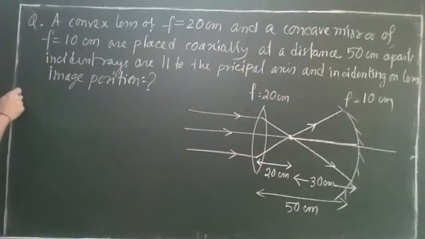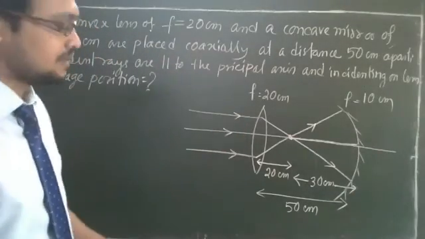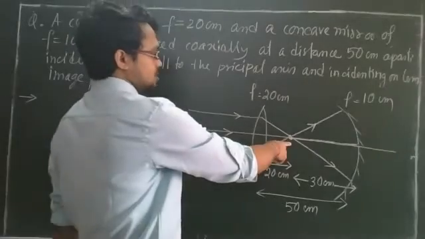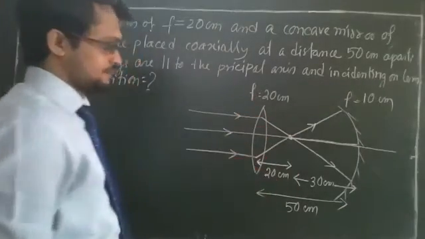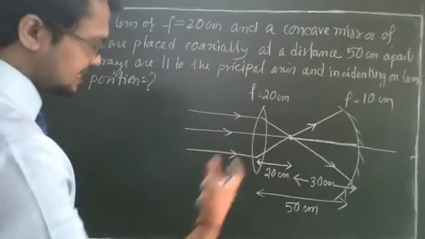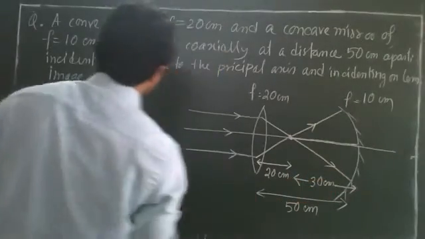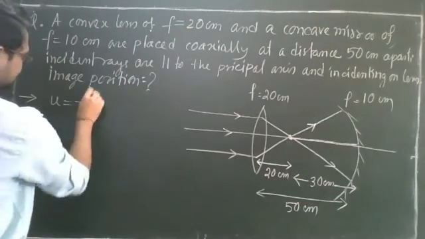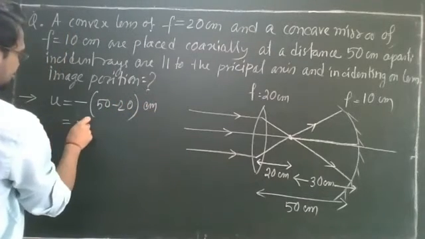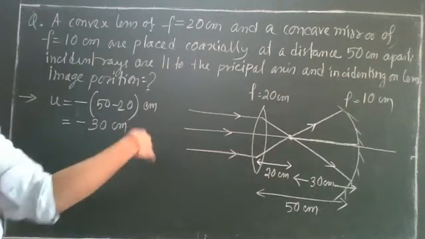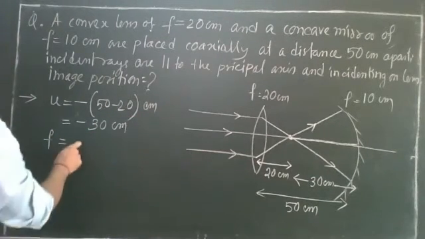Clear? So for the lens there is no calculation. You will mention that as the rays are coming from infinity, parallel to the principal axis, the image will be formed at focus. So image distance for the lens will be 20 centimeter. Total distance 50, so object distance U for the mirror will be 50 minus 20, that is 30, with minus sign because it is on the left side of the mirror. Focal length of the mirror is also on the left side, so minus 10.